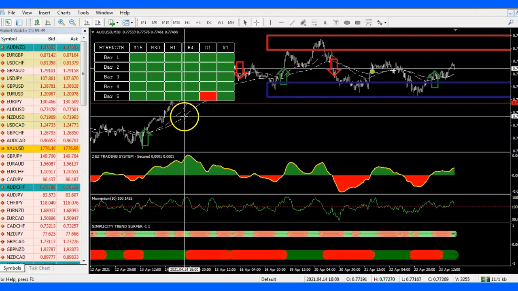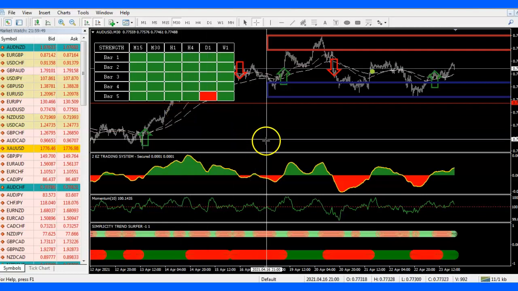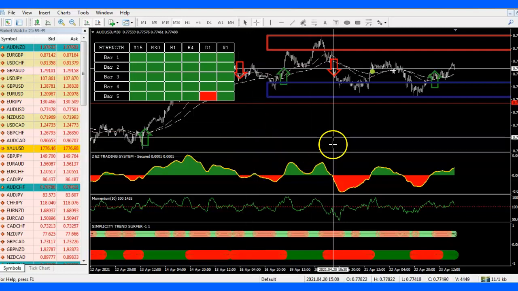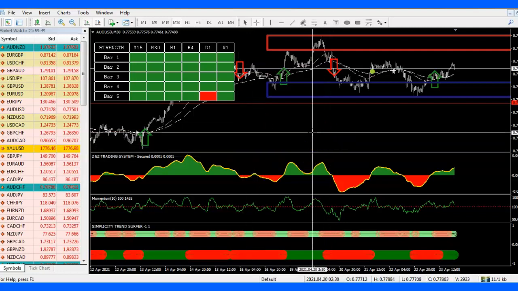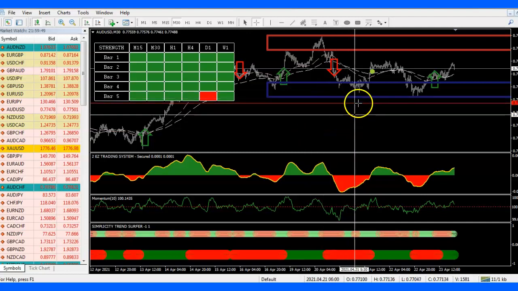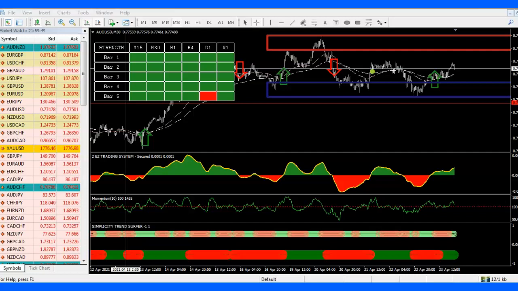Those averages, you can add them on or not if you don't like them. It all depends on your style of trading. And then the scanner, which I don't have, so I can't show it to you. It's because I don't need it. But it's useful if you want to get it.